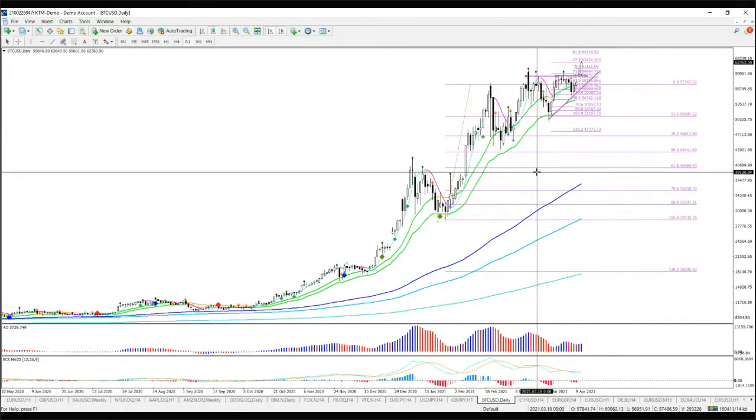Who knows? I really don't know, I have no idea what the end goal here is for Bitcoin. I've seen all kinds of numbers and opinions on that, ranging from anywhere from 100,000 up to maybe 250,000 even in this particular year.